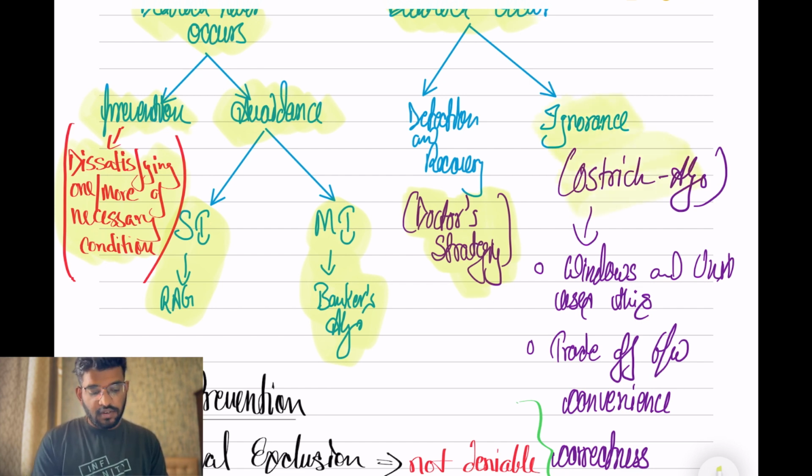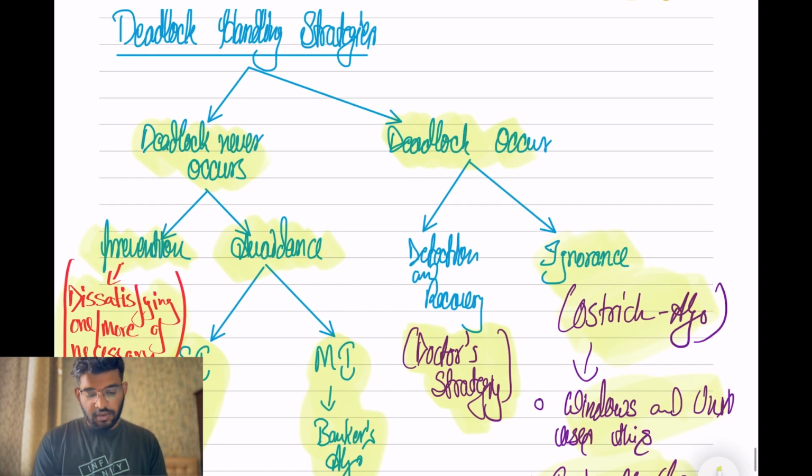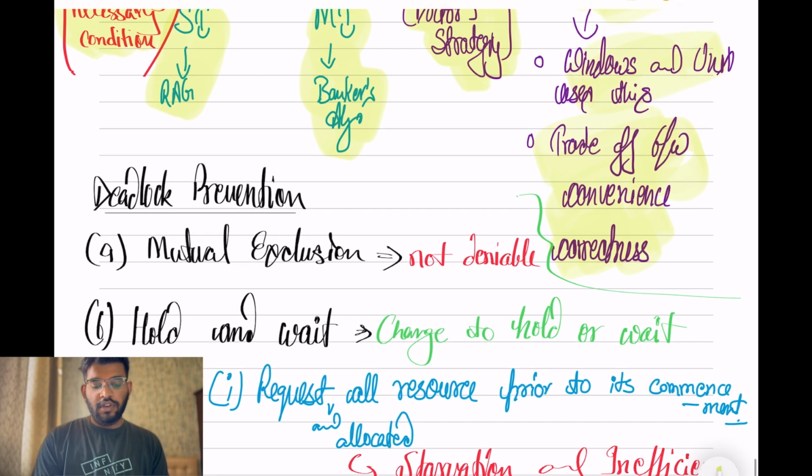Or second is ignorance, which is like the ostrich algorithm. Windows and Unix use this. It is a trade-off between convenience and correctness. If deadlock happens, leave it as it is and keep on working with what we have.